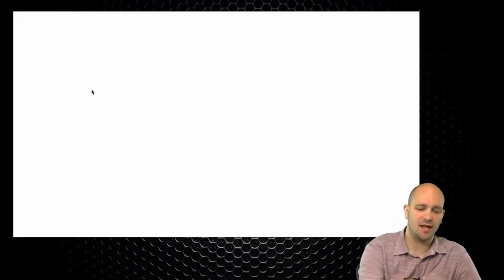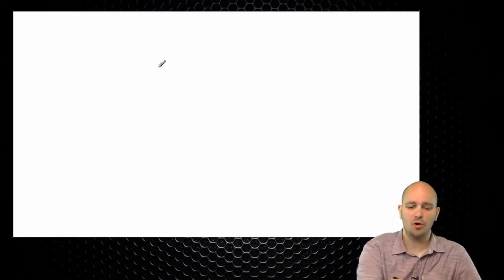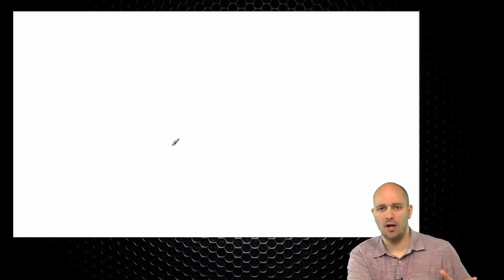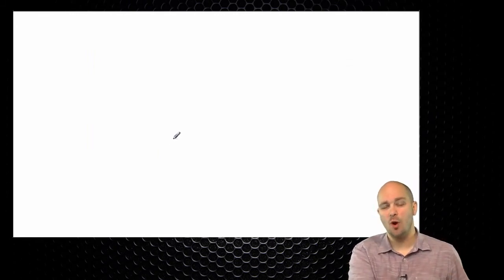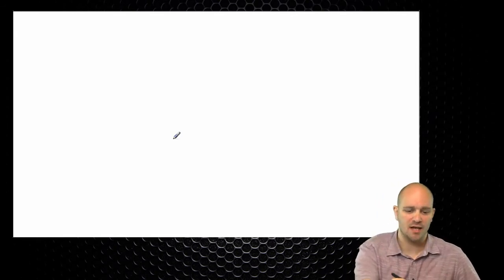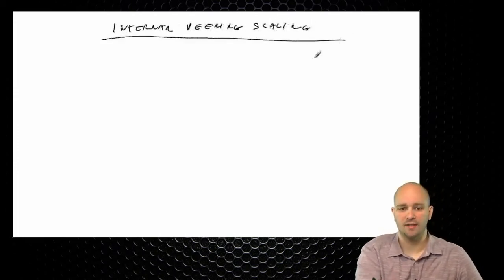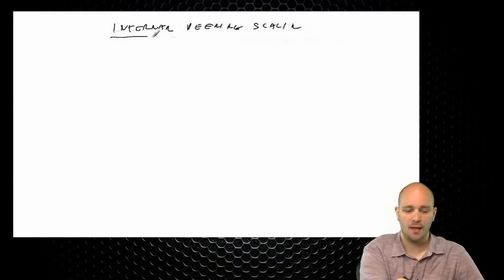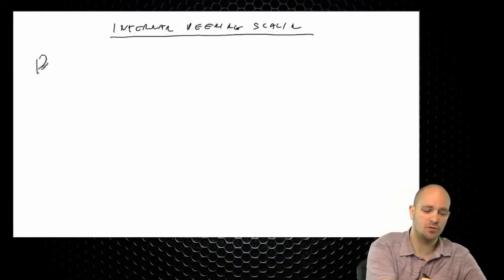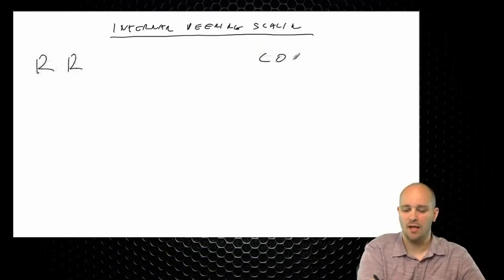They sometimes work hand in hand together, and it's important to know when you can use one and when you can use the other, or I should say when you should use one and when you should use the other. So let's say here, internal peering scaling. This is just going to be a quick guideline for the scaling of internal peerings. We have two options here: one is to use route reflectors and the other one is to use confederations.